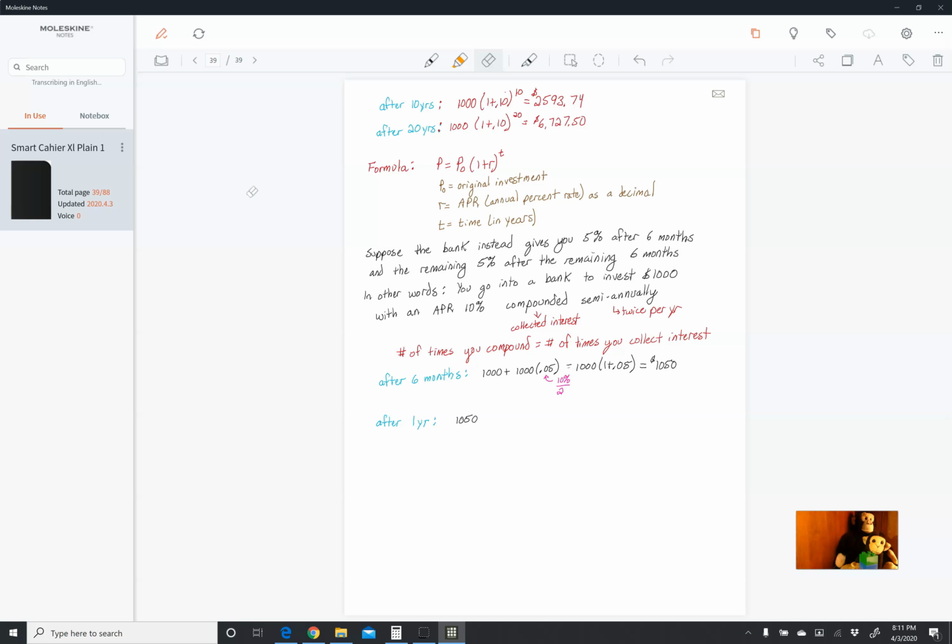So we have 1,050 plus 1,050 times 0.05. Now we already know what's going to happen here. We can factor out the 1,050. And we know that the 1,050, this here, this is what's allowing us to use the exponents.